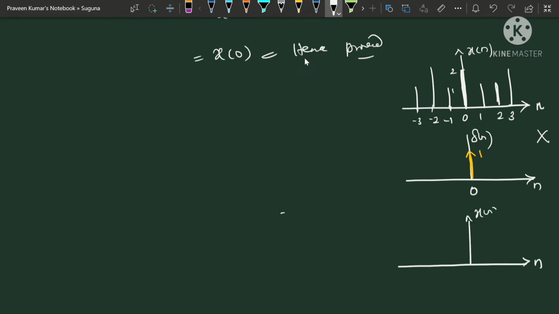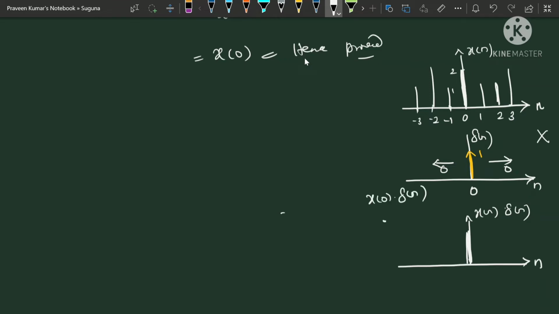x of n into del of n is, for n greater than 0 del of n is 0 and for n less than 0 del of n is 0. So whatever the samples you are having at x of n at n greater than 0, n less than 0, it becomes 0. So only x of 0 is multiplied with del of n. So x of 0 into del of n.